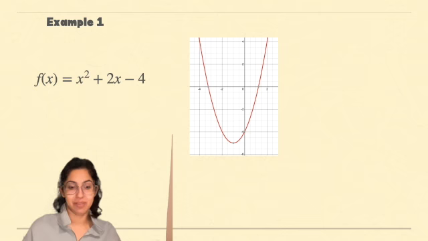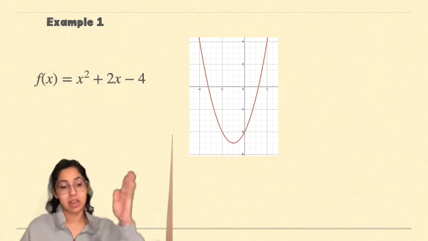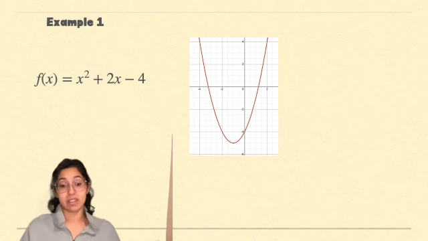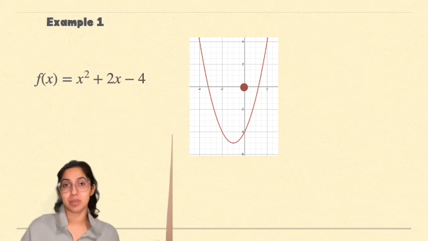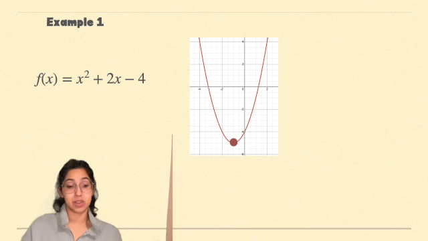So here we go. Example 1, we have x squared plus 2x minus 4. I would put this into my calculator, get a graph, which I've already done. And now you're probably like, okay, so what do I do now? The vertex of my parent function was at (0, 0). So I'm going to move this. I see that I moved 2 spaces left and then 5 spaces down for my new vertex.